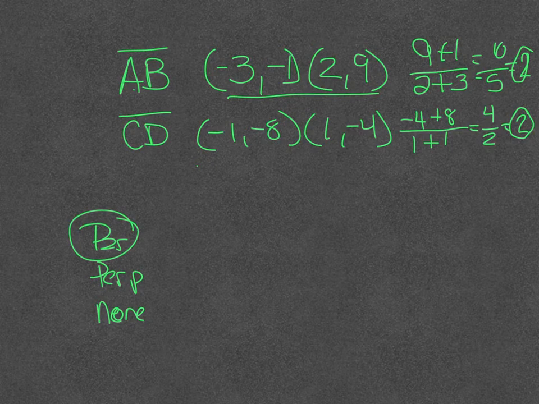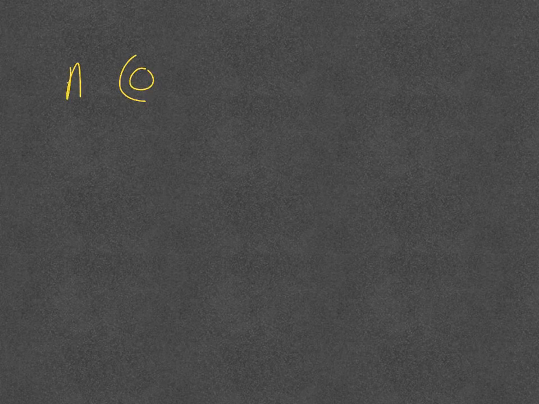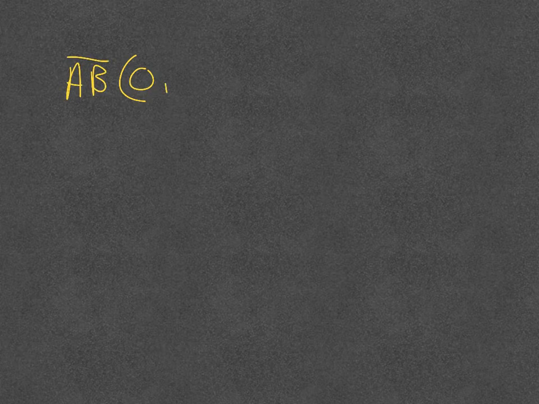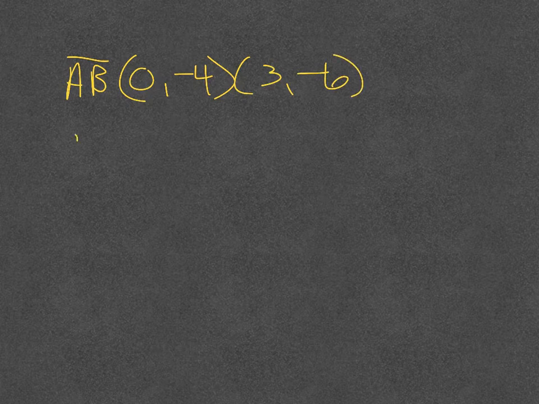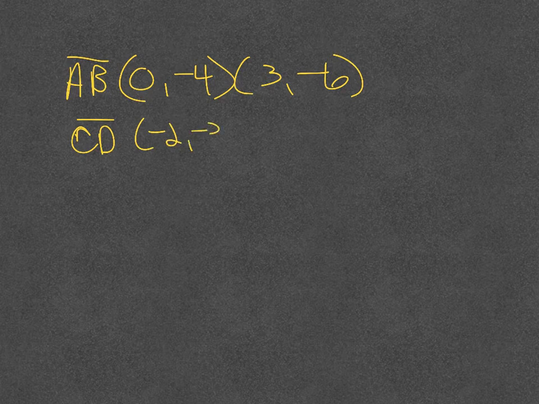Okay, let's try another one. Let's see if we have line AB that has the points (0, -4) and (3, -6). And then line CD has the points (-2, -3) and (0, 0).